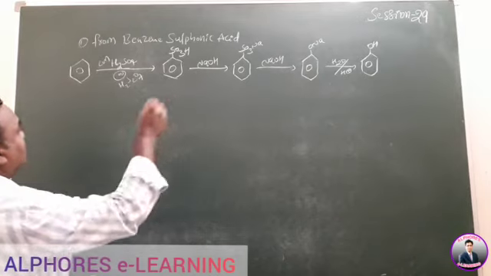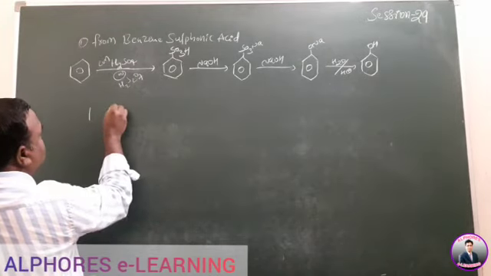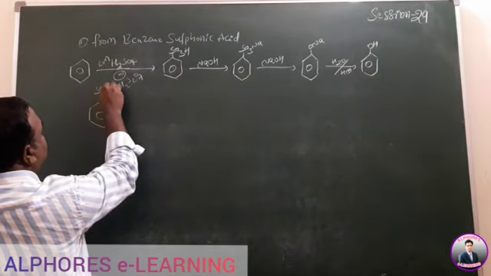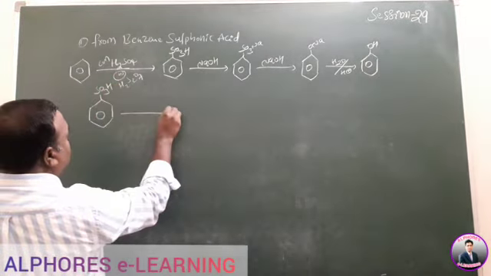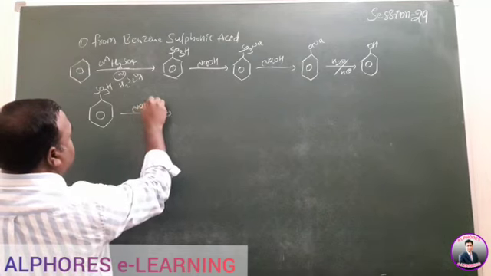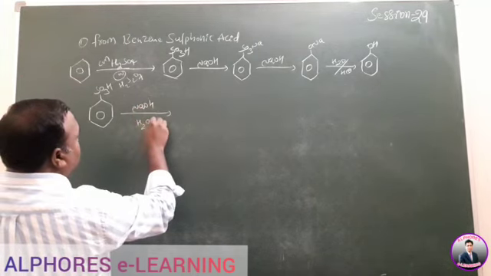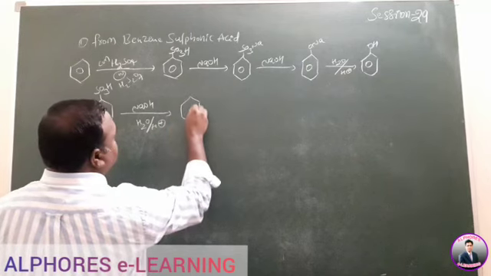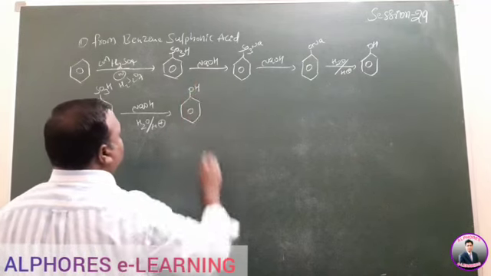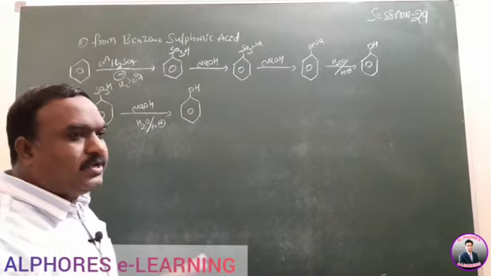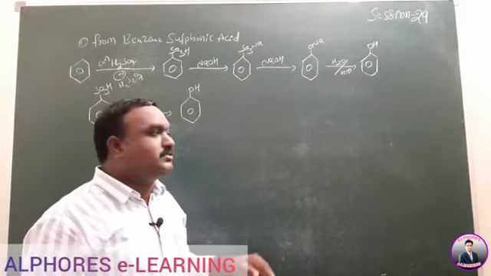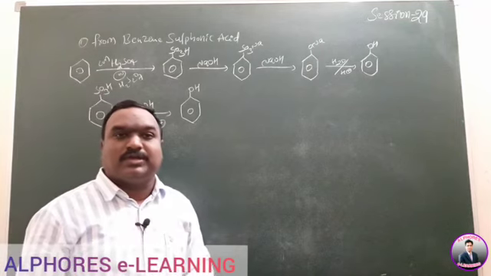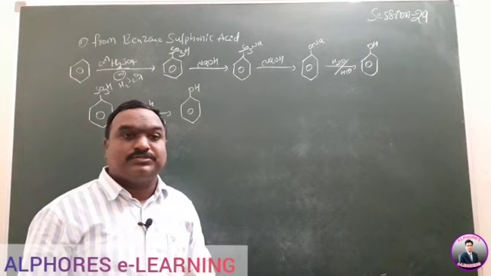Here the sulfonic acid is given, so directly you can write like this. Benzene sulfonic acid is given. The compound reacts with NaOH. So SO3H is replaced by OH here. This is the way to prepare phenol from the given benzene sulfonic acid.